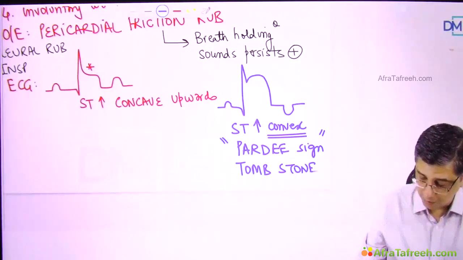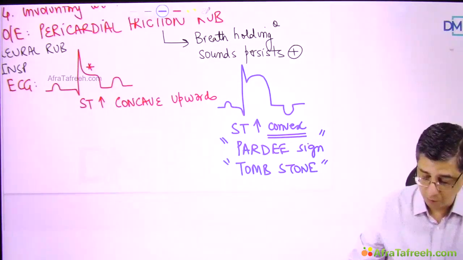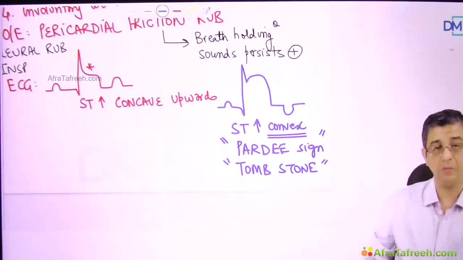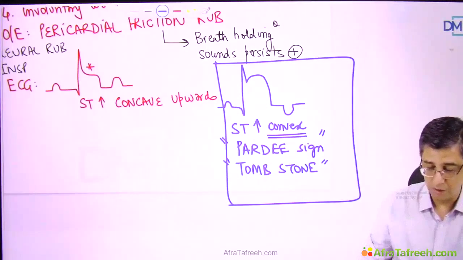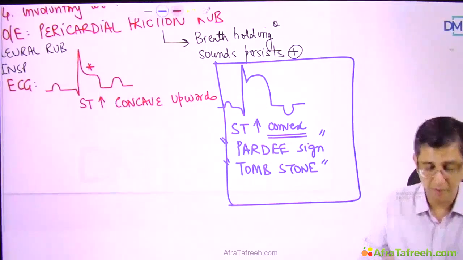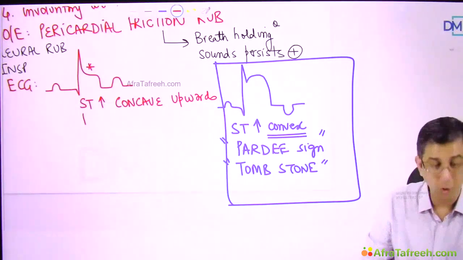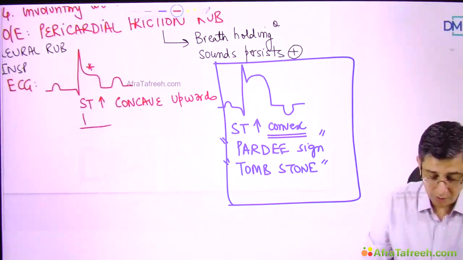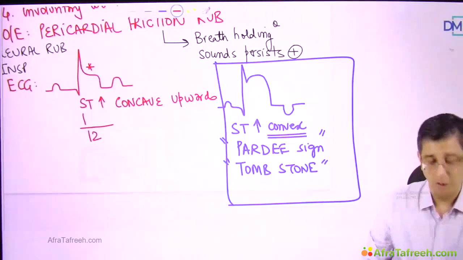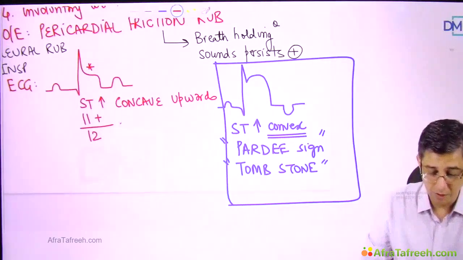So whether you read Pardee sign, tombstone pattern, or simply ST elevation convex in an upward direction, it highlights that the patient is having myocardial infarction. On the other hand, if there is ST elevation concave upwards, it is pericarditis. There are other differences also, because pericarditis is present all around the heart, 360 degrees. So there are 12 leads in the ECG that you perform. In pericarditis, you will get findings in almost 11 out of 12 leads.